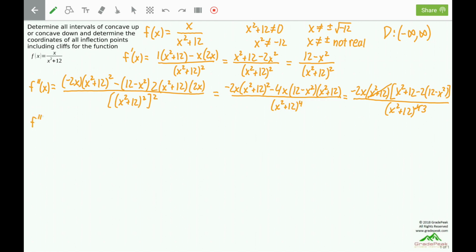So f double prime of x equals, in the numerator there's a -2x. In the square brackets there's an x squared plus 12. And we can distribute the -2 in here, which will be a -24 plus 2x squared. And all of this will be divided by x squared plus 12, and then quantity cubed.